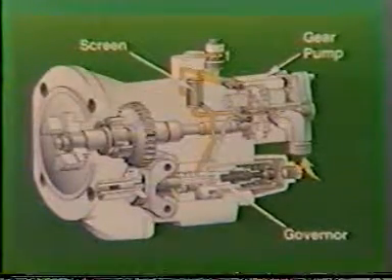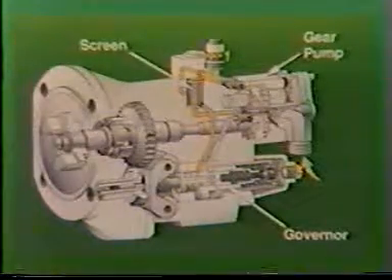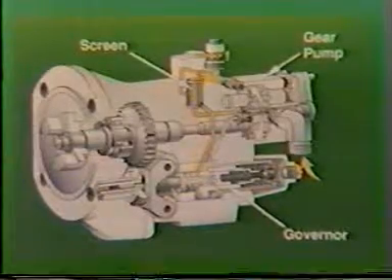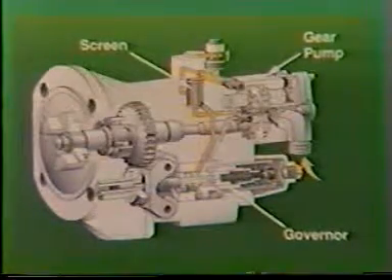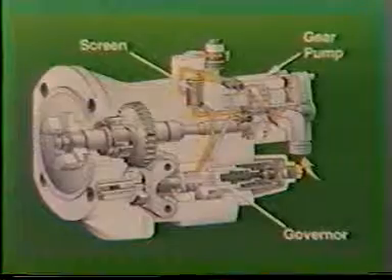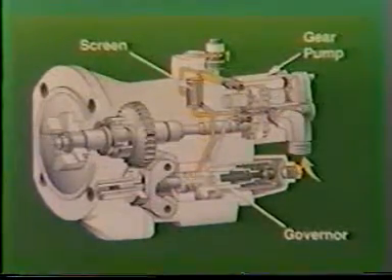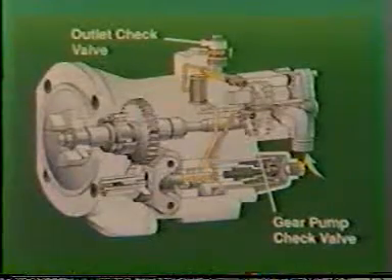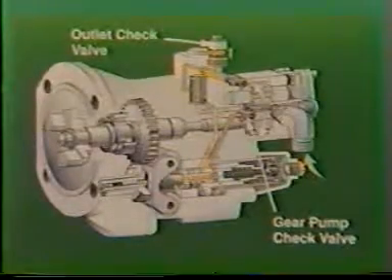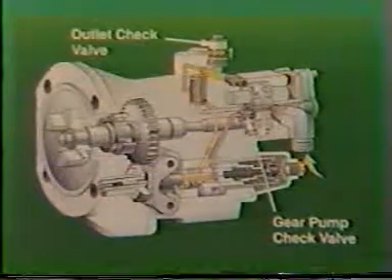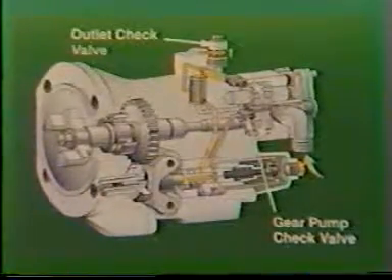The filter screen is utilized to prevent any pump debris from reaching the fuel actuators. The governor assembly regulates the gear pump output, providing variable flow and pressure to match engine RPM. The governor assembly vents or spills all excess fuel back through a check valve to the gear pump inlet. The check valve maintains fuel pump housing pressure.